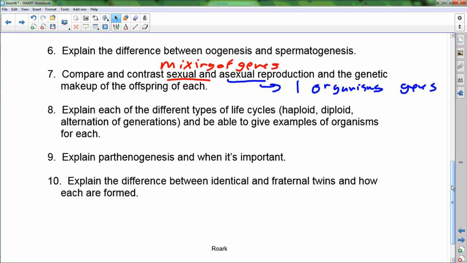When would parthenogenesis be important? When there's like an overabundance of one sex, and not the other one. Yeah, I mean, that would be a way to say it. The way I would say it is when you can't find a mate.